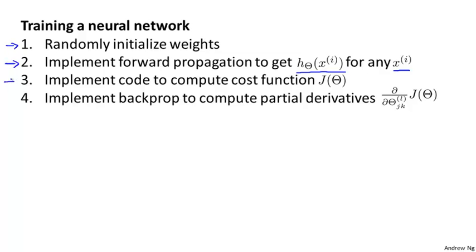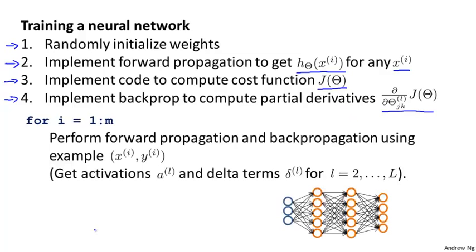We then also implement code to compute this cost function J of theta. And next we implement backprop, or the backpropagation algorithm, to compute these partial derivative terms, partial derivatives of J of theta with respect to the parameters. Concretely, to implement backprop, usually we will do that with a for loop over the training examples.